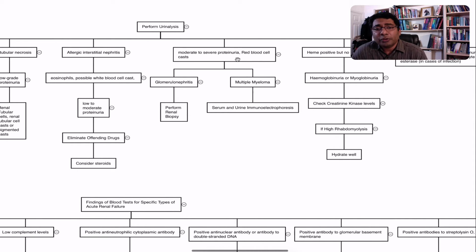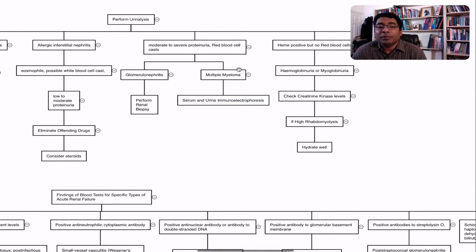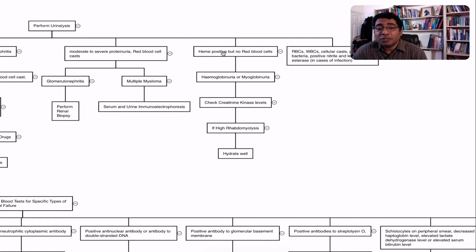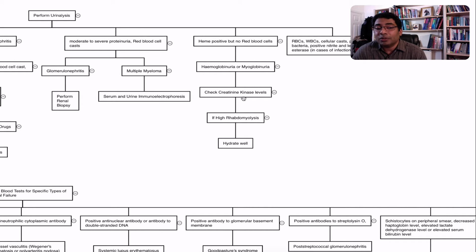Moderate to severe proteinuria with red blood cell casts you could get in glomerulonephritis, and then you may have to consider renal biopsy in those cases. Multiple myeloma is a possibility, where you would get moderate to severe proteinuria. You should consider doing a serum and urine immunoelectrophoresis. If heme is positive but no red blood cells, but you're getting hemoglobinuria or myoglobinuria, you should check the CK, or creatine kinase, levels. If high, consider rhabdomyolysis.